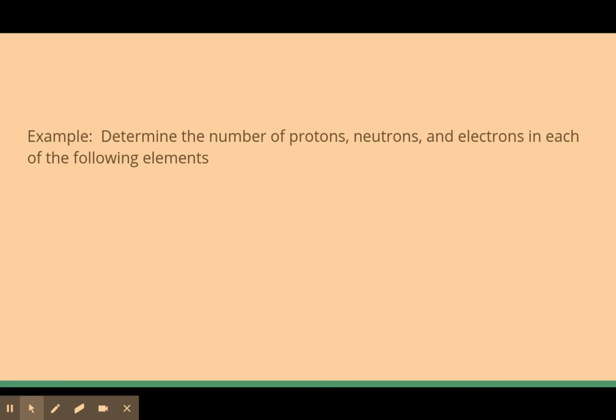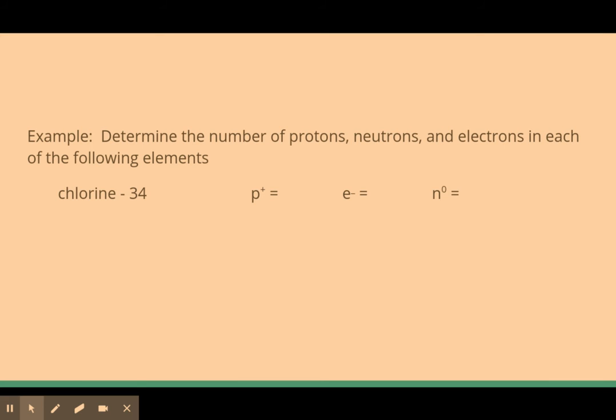So here's some examples that we're going to do. I'm going to do the first one for you, and then you'll have a chance to do the other ones on your own. Determine the number of protons, neutrons, and electrons in each of the following elements. So my first one is chlorine 34.